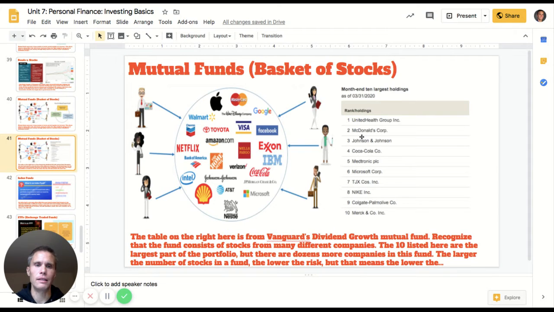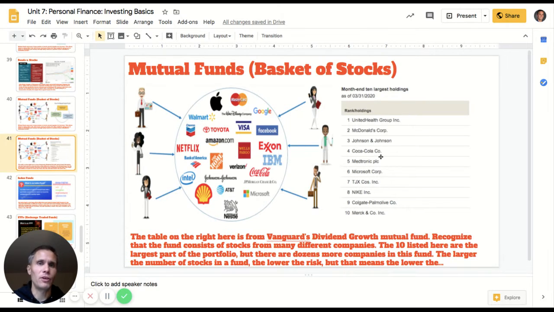Others here are in consumer defensive, like Colgate-Palmolive. Others are in consumer cyclical, like Nike. And don't worry about understanding the specific terms there. But what I'm trying to draw your attention to is that, again, if you're going to diversify or try to spread out over many different kinds of industries or companies, this is a way to do that.